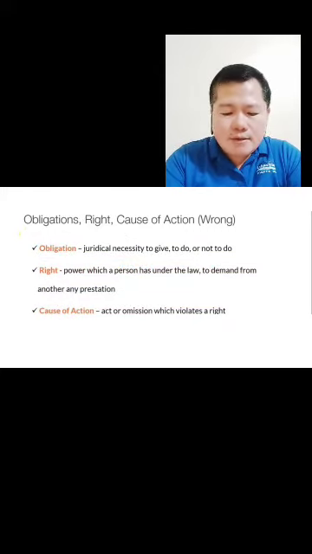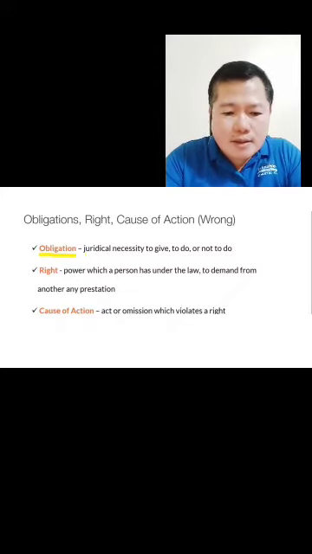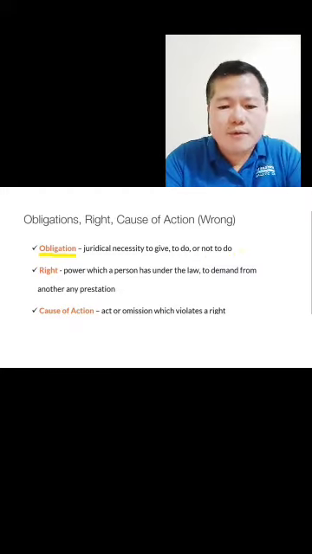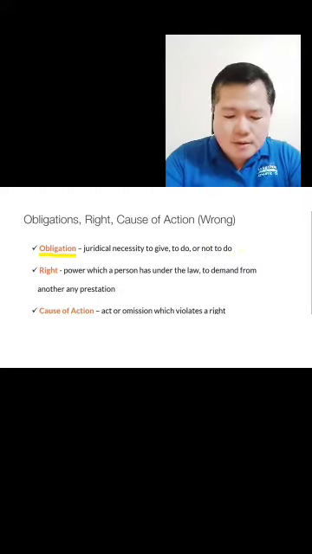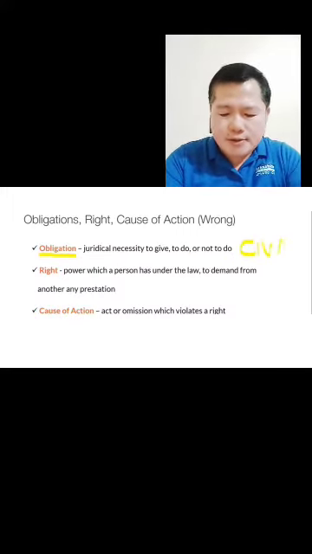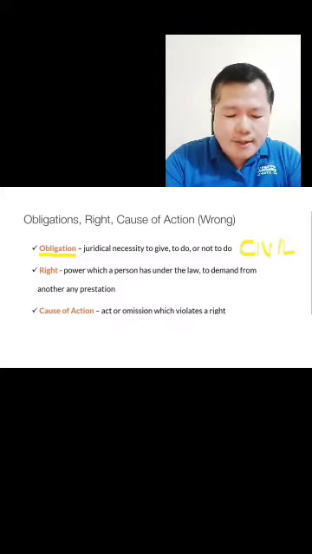Okay, so let us define these terms: obligation, right, cause of action, and wrong. So we illustrate these different terms. Obligation is a juridical necessity to give, to do, or not to do. So again, this is to remind that this definition refers only to civil obligations. Next is right. Actually, if there is an obligation, there is a corresponding right. That's always, no? If there is an obligation, there is a corresponding right.